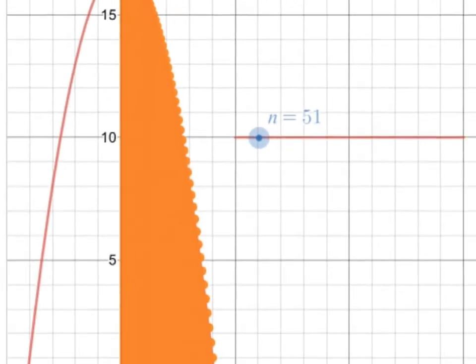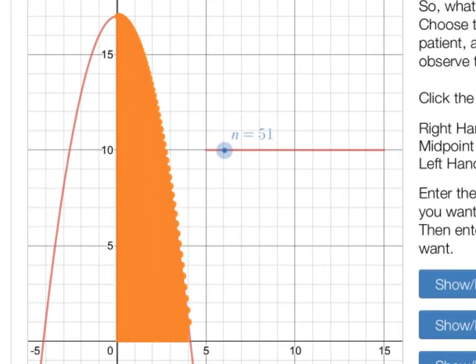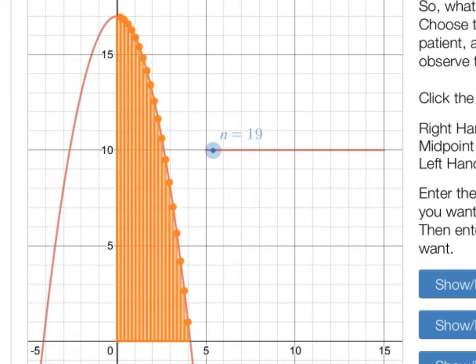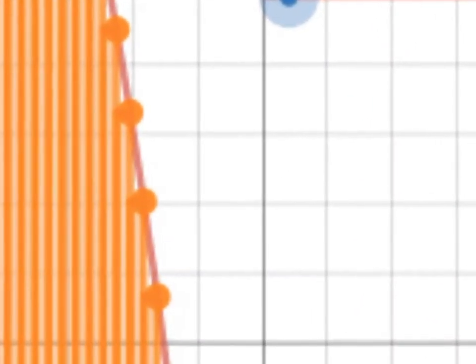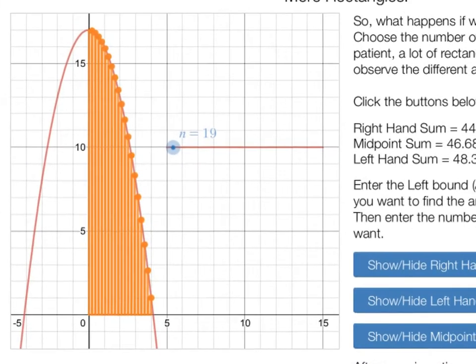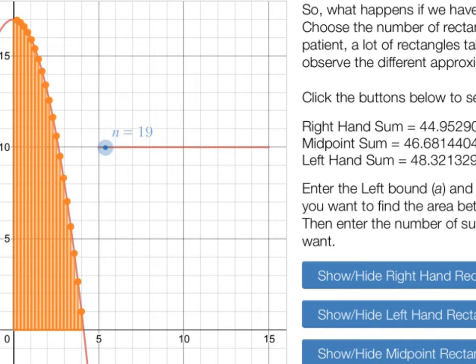Now, it's hard to see, but there are some little spaces still in there. Let's dial it back a little bit so we can kind of see the spaces. The resolution on the computer is kind of limiting to us here. All right, here we have 19 rectangles, and we can see there's still a little gap there, right? With 19 rectangles, we're getting a little closer here. The right-hand sum is 44, left-hand 48, midpoint 46, okay?